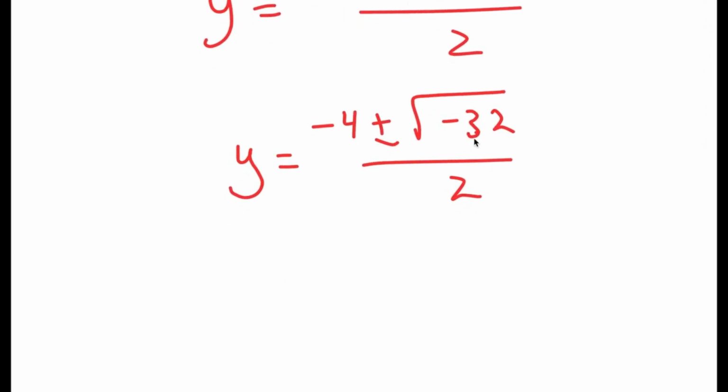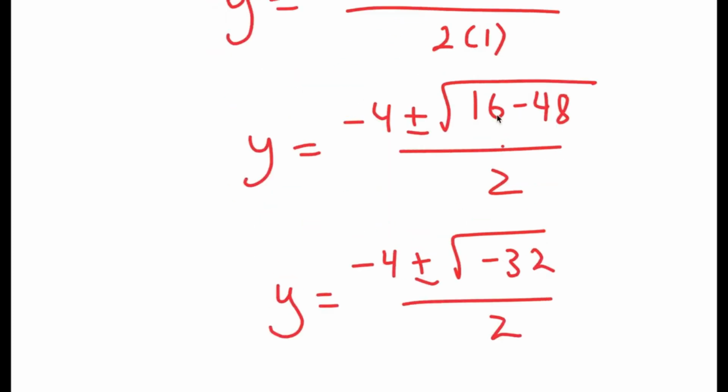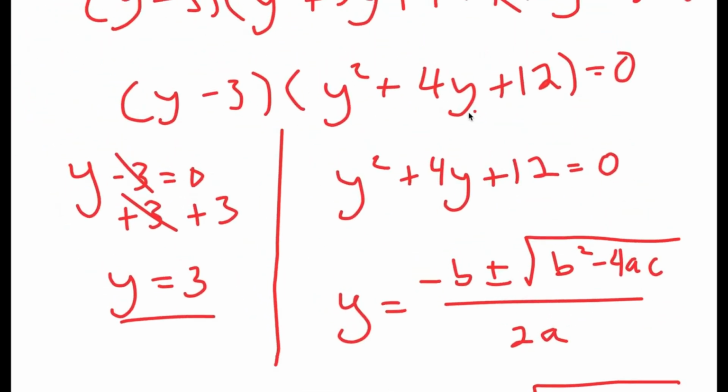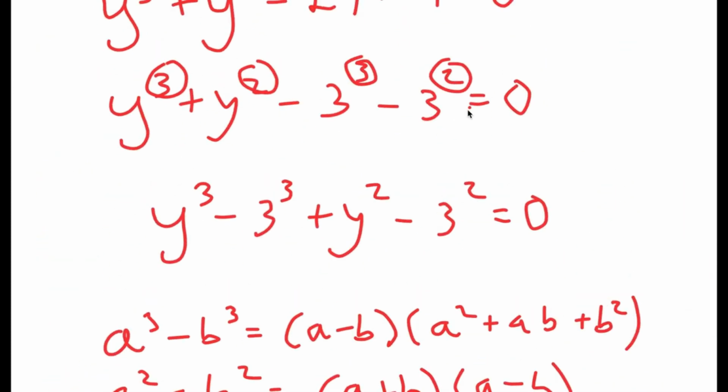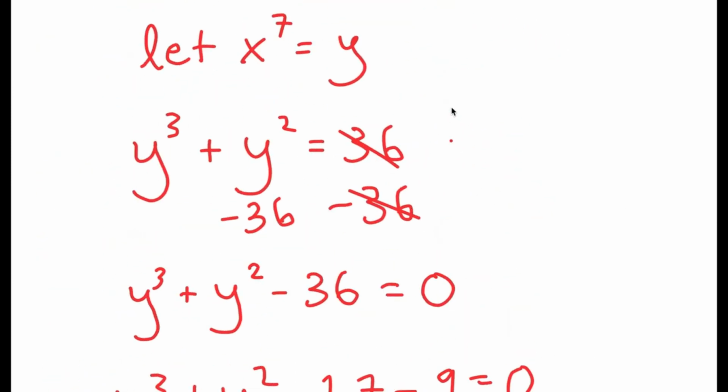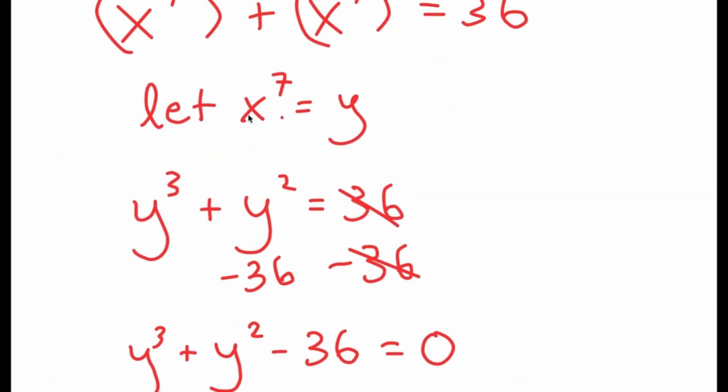And the square root of negative 32 is going to turn into an imaginary number, and that solution won't work because, remember, x to the power of 7 is equal to y, and you can't take a power of a number and make it an imaginary number. That doesn't work. So there's no solution to that.